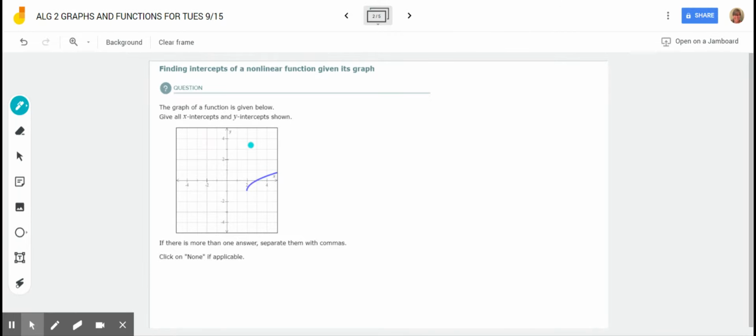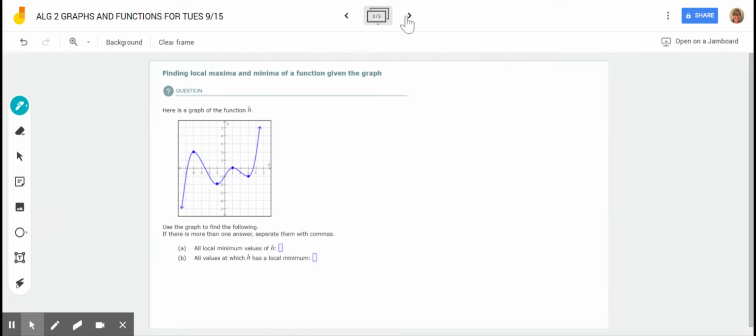Well, obviously, nothing is intercepting the y-axis, so the y-intercept is none. The x-intercept, on the other hand: here's your x, and you're looking at where it crosses the x-axis. That happens right there at 3.